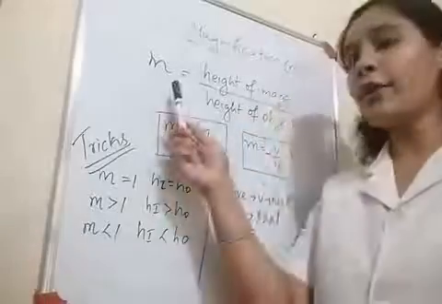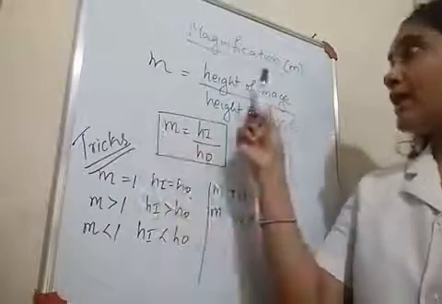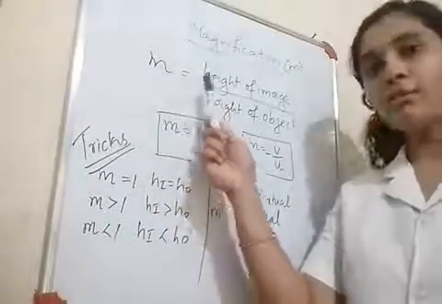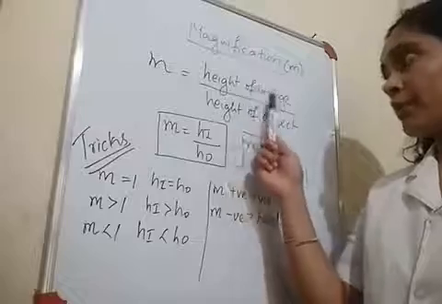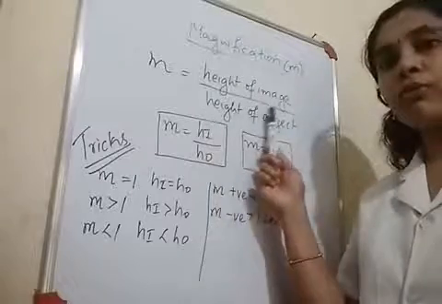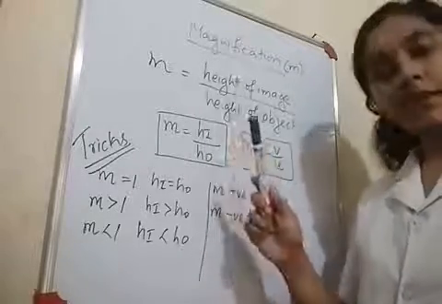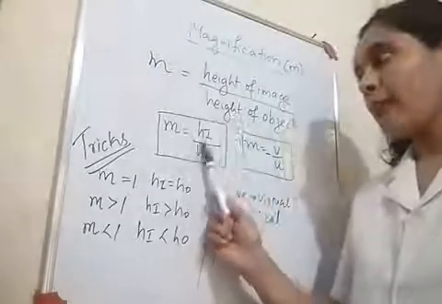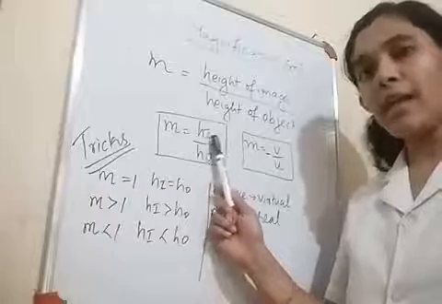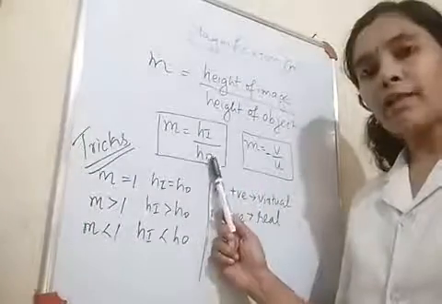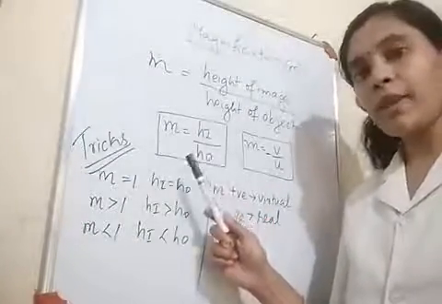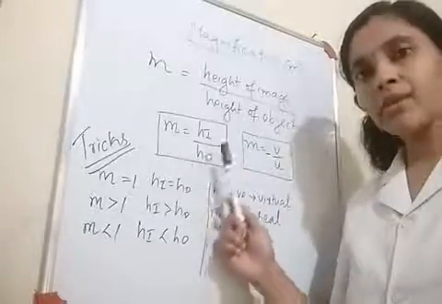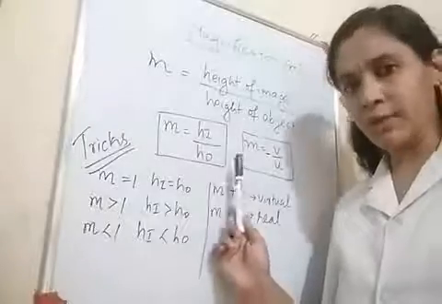And there is a formula to find out magnification. Magnification is denoted by small m. And what is the formula? The formula is height of image divided by height of object. This is the formula to find out magnification: Hi by Ho. Hi means height of image, Ho means height of object. In some books you can see H dash by H. H dash means height of image, H means height of object.